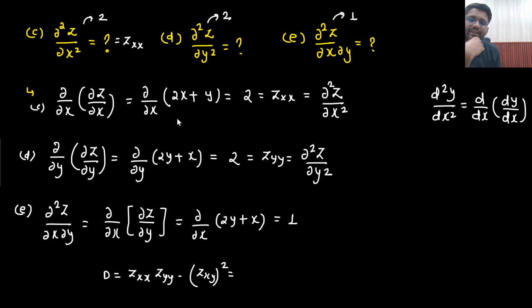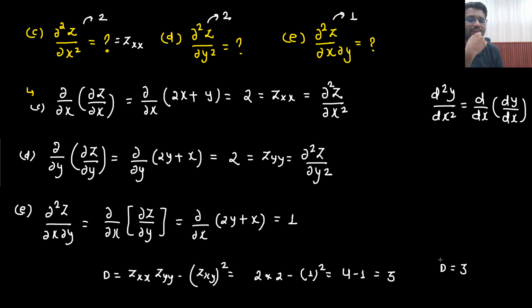What is the value of this? Zxx. What is zxx? 2. What is zyy? That is also 2. Minus what is zxy? That is 1 whole square. So 4 minus 1. What is the answer you are getting? 3. So value of D here is coming out to be 3.